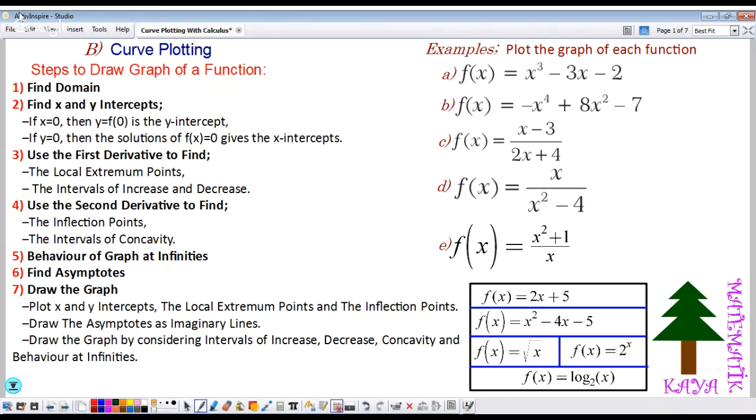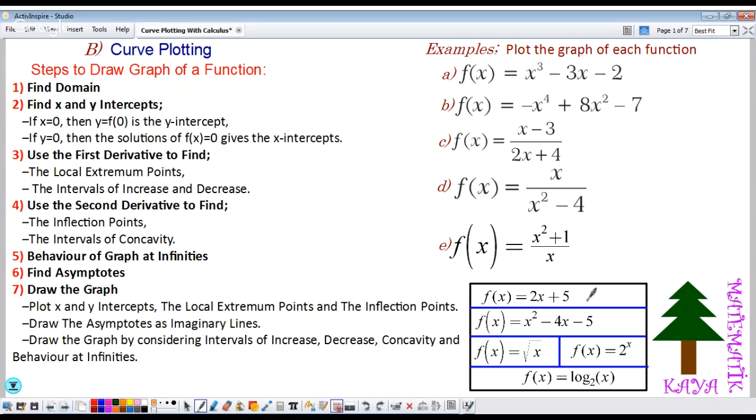Hi everybody. In this video, I will try to show you how to draw curve graphs by using the derivatives and asymptotes. Here are the examples that we are going to draw graphs of in this video.